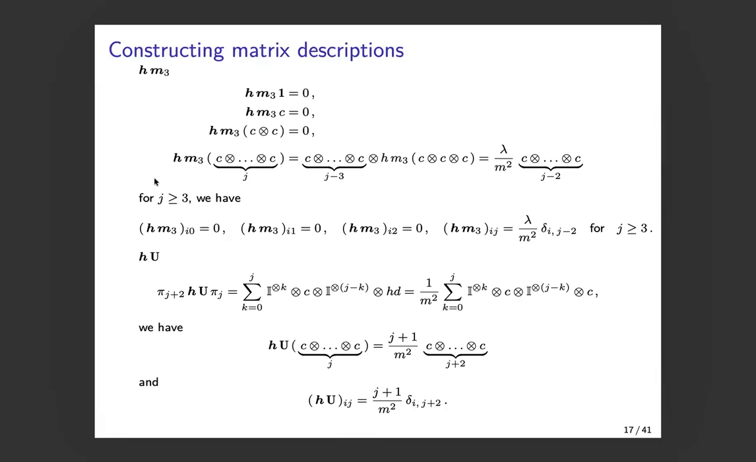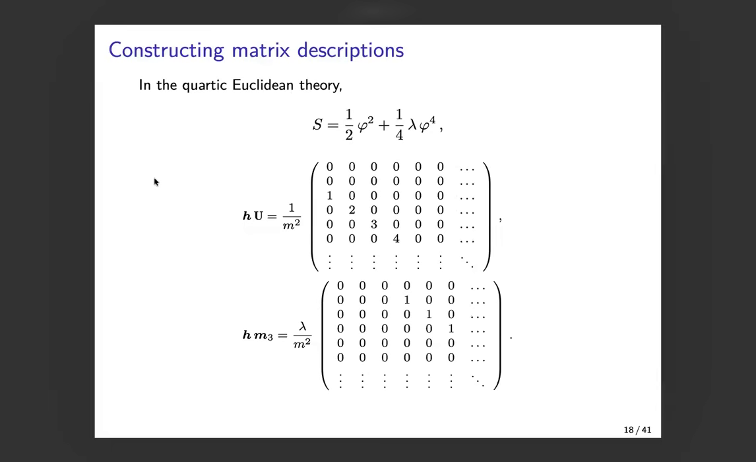So we can write Hm in terms of matrix elements. Hu can also be calculated and constructed as a matrix, and then we have this form of the matrix representation of Hu and Hm3 in the chaotic Euclidean theory.